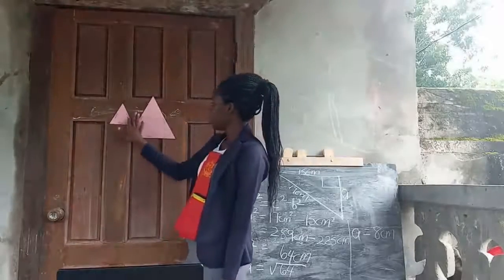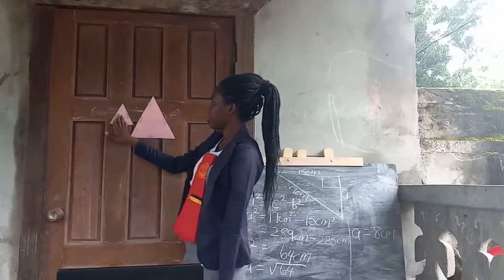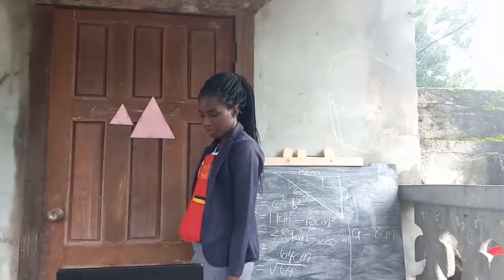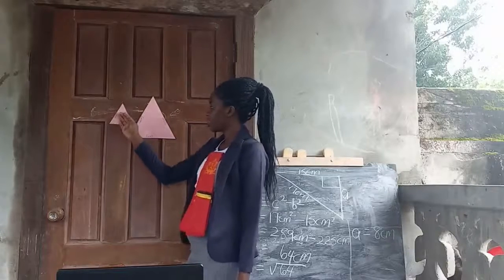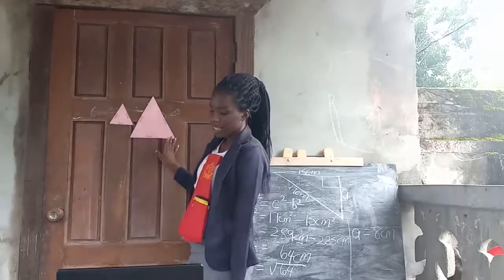One is bigger than the other. Yes, you can see that this is a larger triangle and this is smaller. Anything else? This triangle, the small triangle, is half the big triangle. Yes, Krishna, why did you say that?